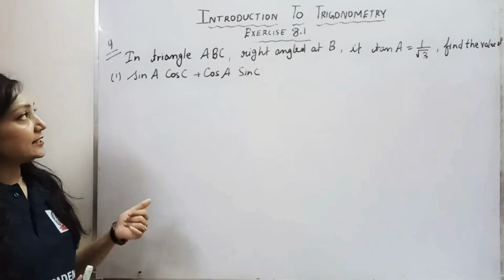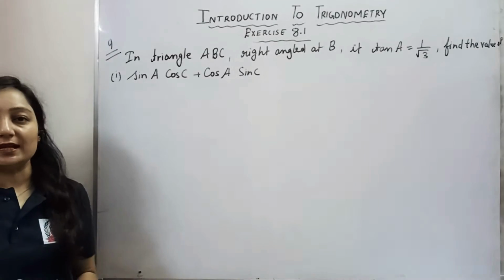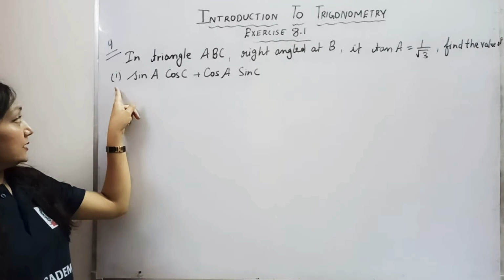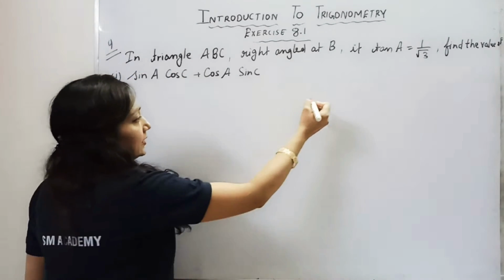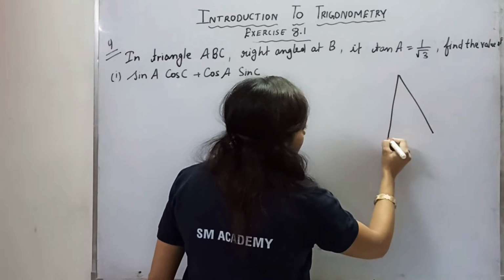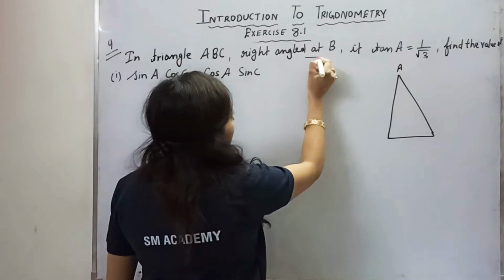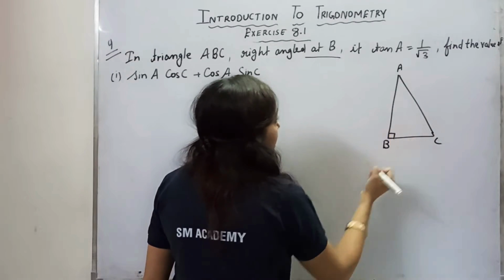Today's topic is Introduction to Trigonometry, class 10th, exercise 8.1, and it's the ninth question. It has two parts, so I'm solving the first part now. In triangle ABC, I'm making a triangle here. It is already mentioned right angled at B. So here is B and this is C.